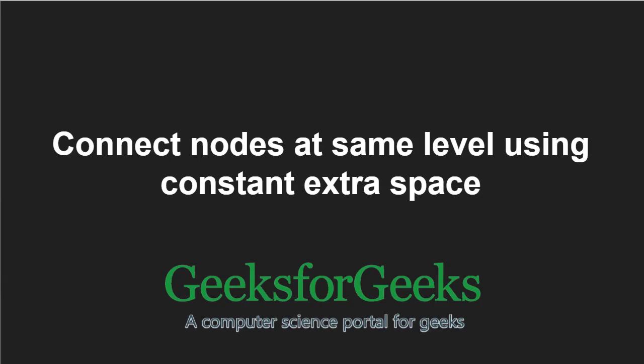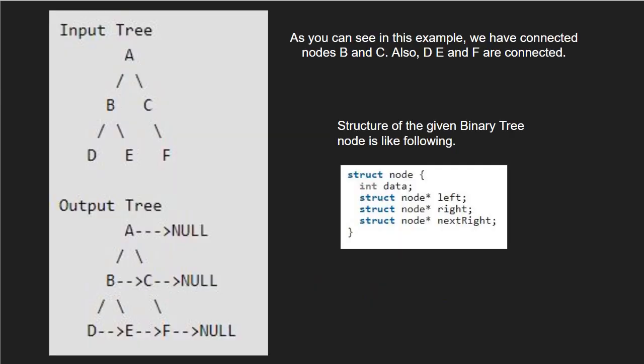In this video, we are going to understand the program which connects nodes at the same level using constant extra space. First, let us take an example. As you can see in this example, we have connected nodes B and C. Also, nodes D, E and F are connected.